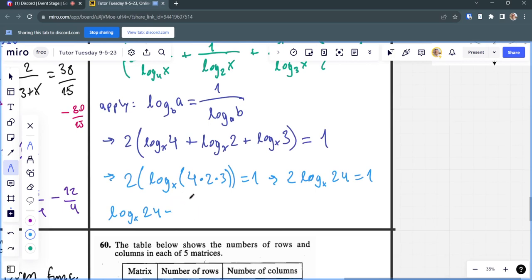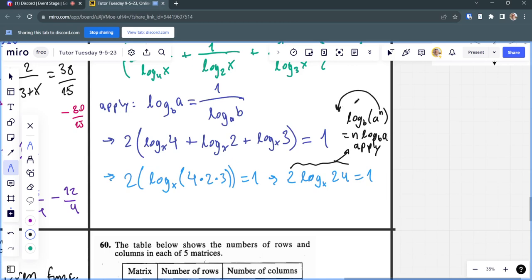Wait, no. What we could do instead is even better. We could apply the, I forget what rule it's called. But you could apply that rule that says log base b of a to the n is the same thing as n log base b of a. It's the one that says you can move the exponent down in front and make it a multiplier.